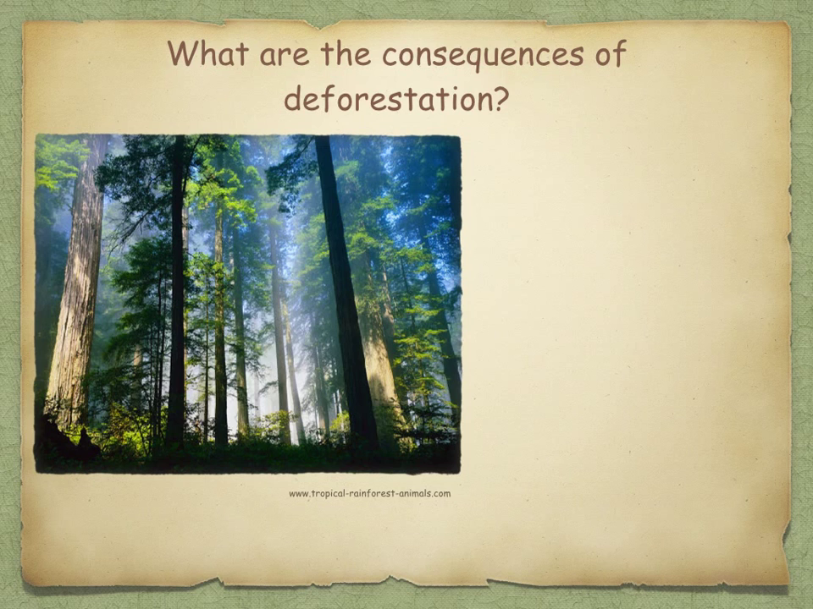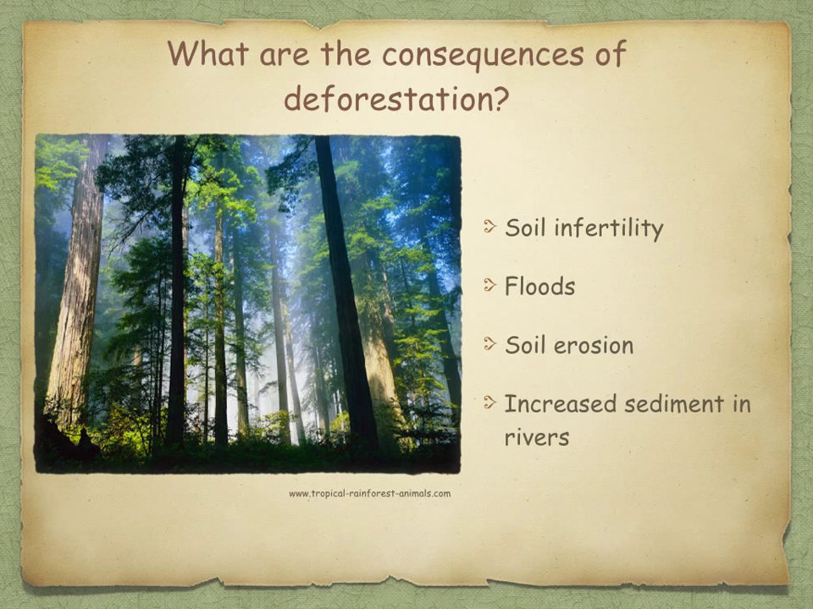These forests have been cleared for rubber plantations, timber extraction, planting of cash crops like cocoa, coffee, and oil palm. And the consequences of deforestation have been soil infertility, floods, soil erosion, and increased sediment in rivers. So the scale of the problem is huge. Now, some areas are being set aside as reserves, and some attempts have been made at replanting.